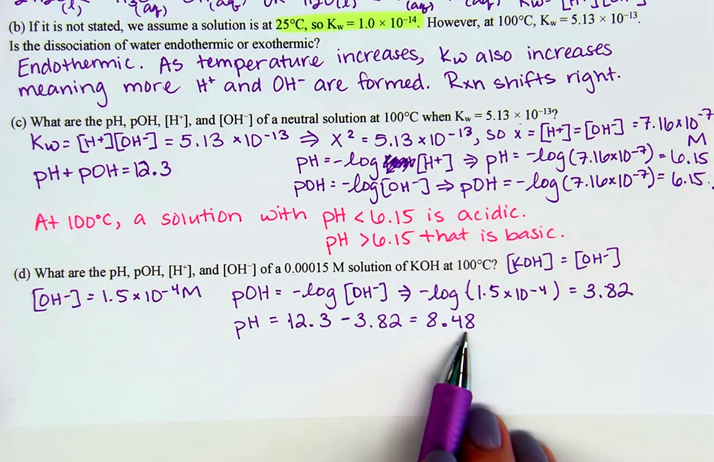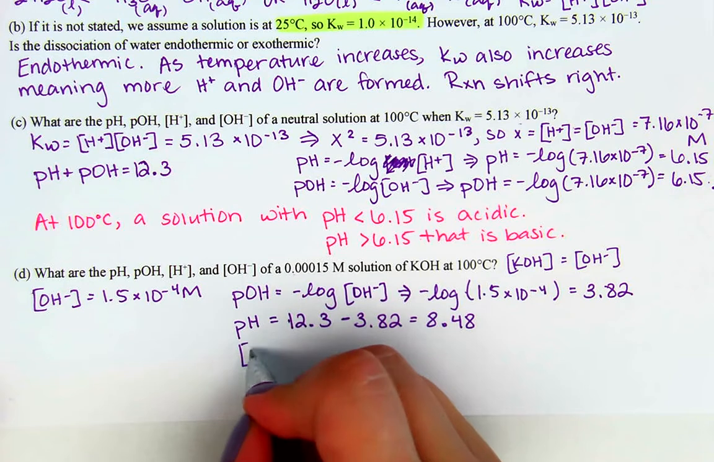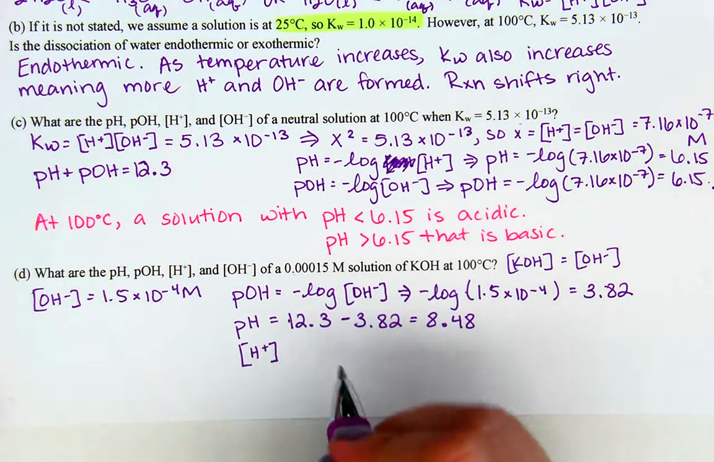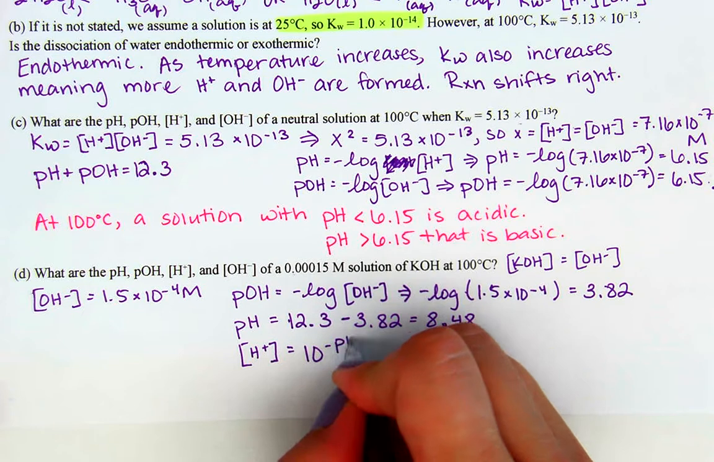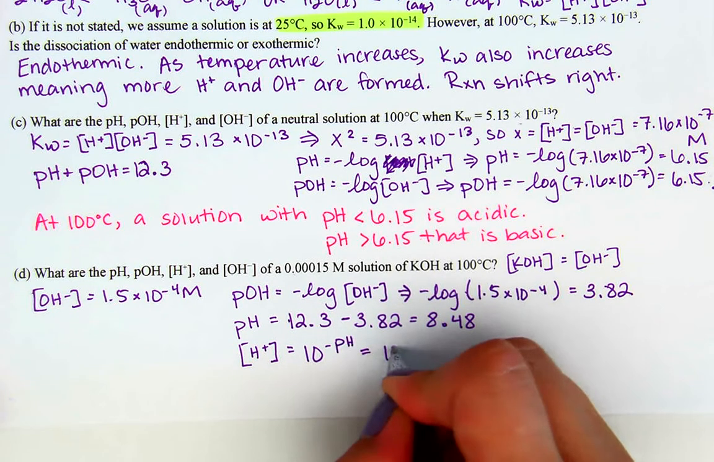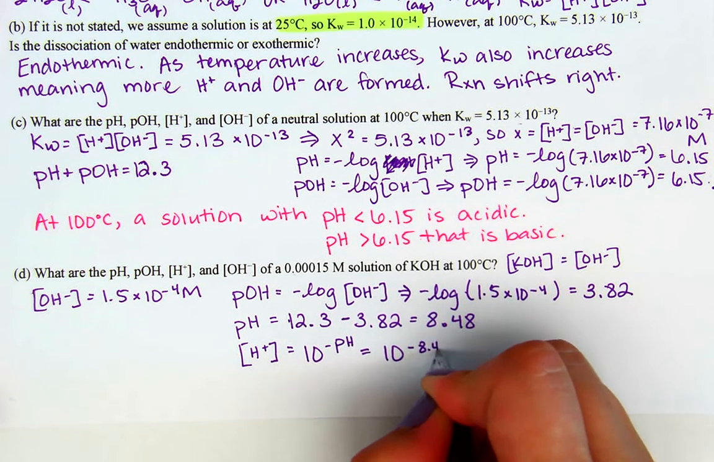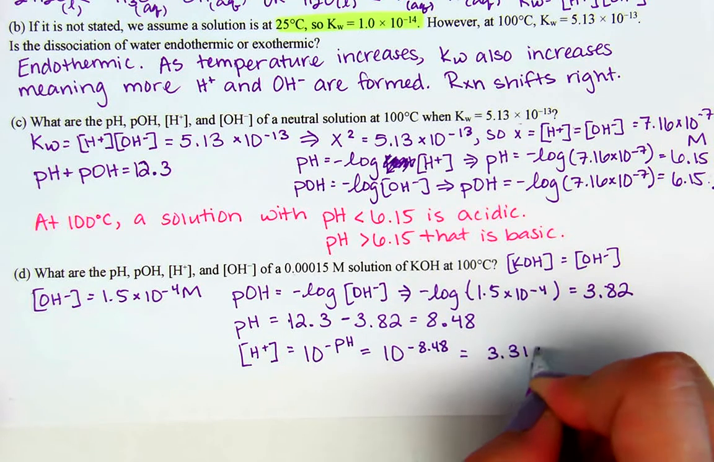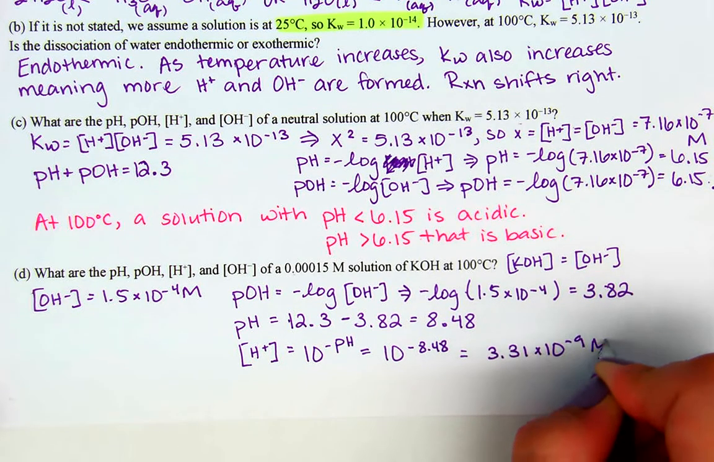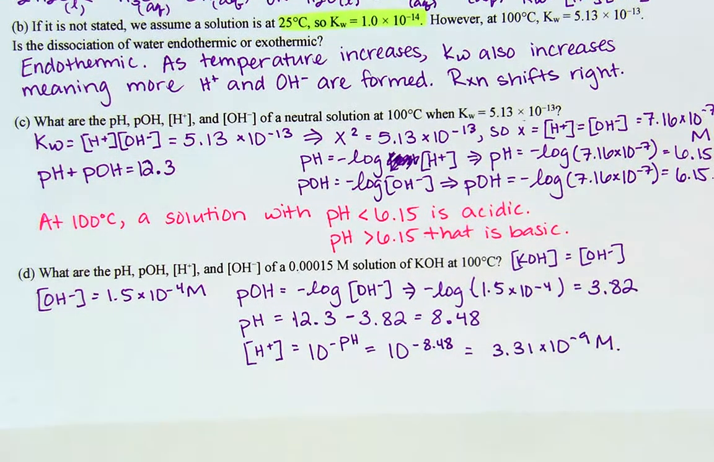From pH, we can figure out the concentration of hydrogen ions. So remember the formula for the concentration of hydrogen ions. That's equal to just 10 to the negative pH, which is equal to 10 to the negative 8.48, which when you plug in is 3.31 times 10 to the negative 9 molar. Alright, that's the end of video 4.1.1.